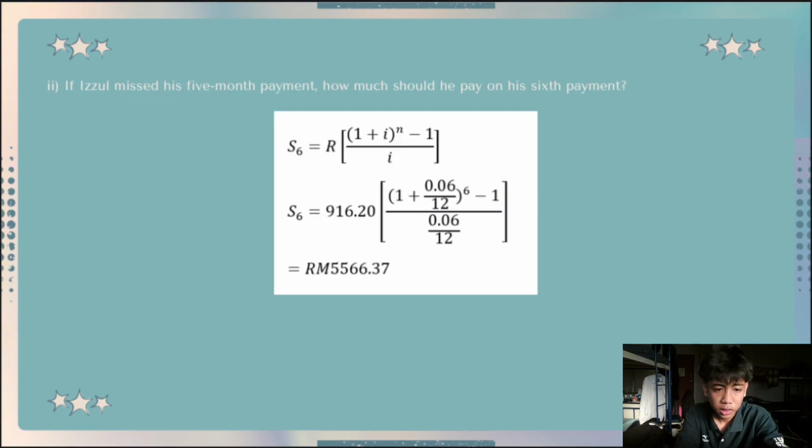Question 2b. If Izu missed his 5th month payment, how much should he pay on his 6th payment? To answer B2, we use the answer from B1, which is RM960.20. The formula to calculate this is S equal to R bracket 1 plus i to the power n minus 1 per i bracket. After that, enter the amounts into the formula, with n using 6 because he missed the 5th month payment. So the answer is RM5,566.37 that he should pay on his 6th payment.